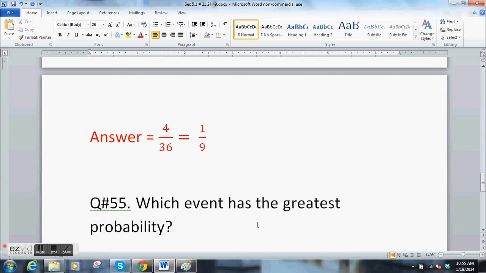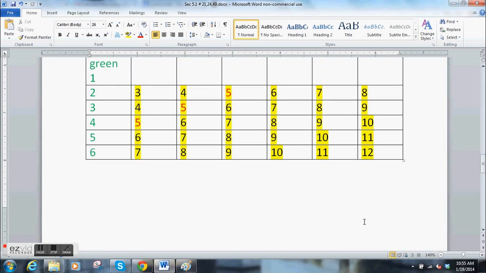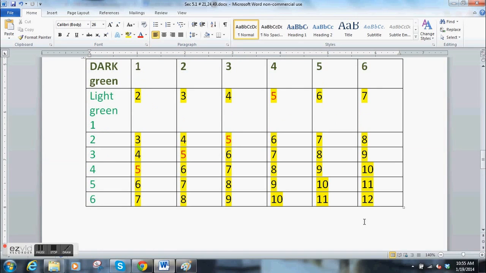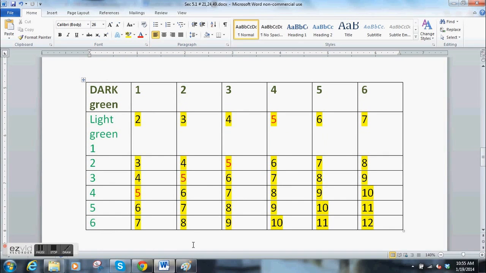Okay, so question 55. Which event has the greatest probability? So what is the most likely sum? Again, some of you may see this intuitively. If you look at this total outcome of sums, which one happens the most often? 2 doesn't happen very often, 12 does not happen very often. Aha, 7. There's this whole diagonal row of 7. And that makes sense because you can get a 7 in lots of different ways. You can get a 7 with 6 and 1, 5 and 2, 4 and 3.